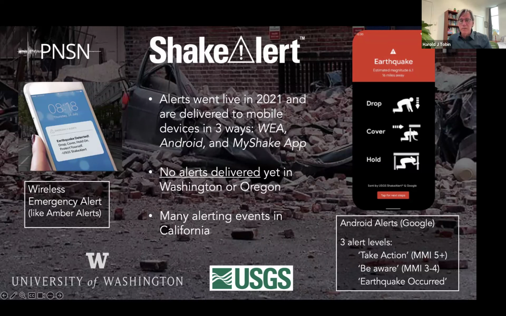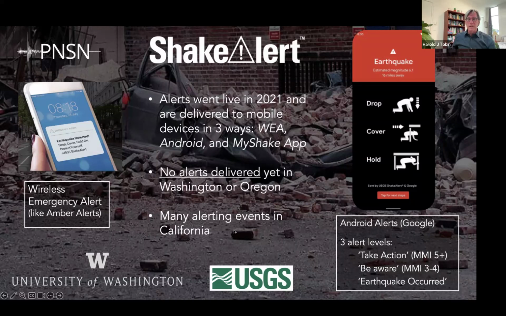Actually, I think through the MyShake app specifically. So very few people were actually alerted. This says no alerts delivered yet. That's because it's nearly completely true. And that was the first one just this summer. We haven't had in the populated areas a big alert event. But we can expect, you know, that this will take place sooner or later.